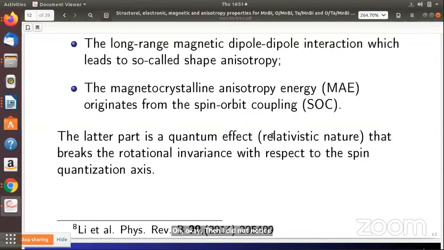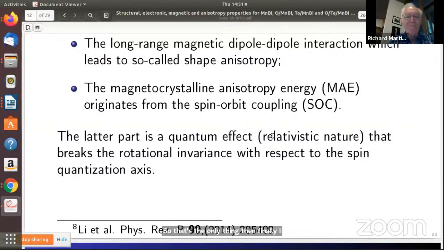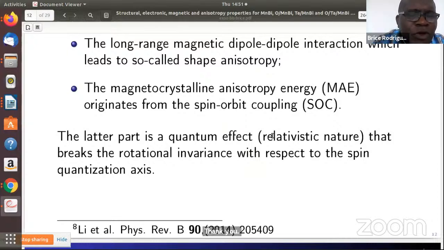Finally, I would like to point out that I think that idea has been used in several different contexts, and it's very nice that you can use it for the magnetization and the magnetization anisotropy. Thank you. Okay, thank you very much, Brice.